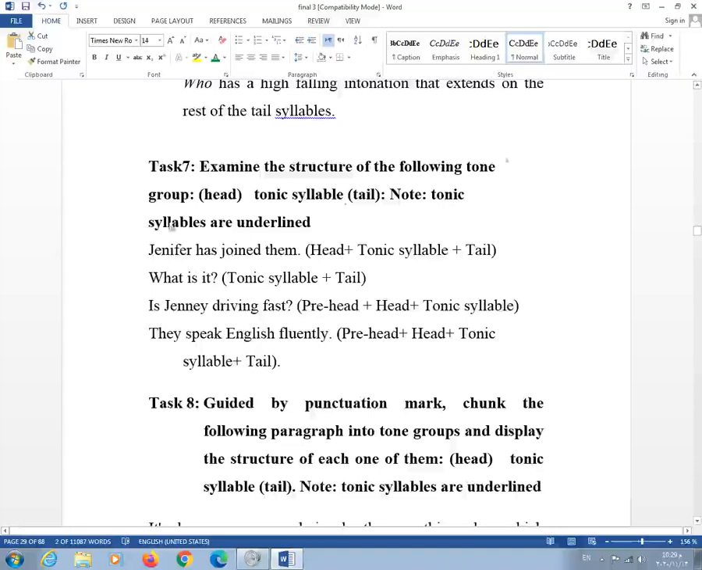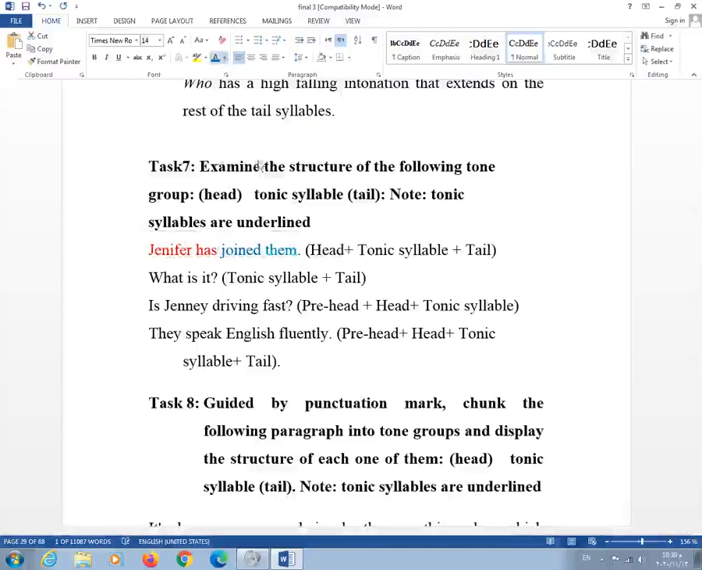Note that the tonic syllables are underlined. They are not. Jennifer has joined them. They're not underlined, but look at the structure. Jennifer has, call it the head until we get to "giant". The tonic syllable is "giant", and then "them". This is the tail. So "Jennifer has" is the head, and "giant" is the tonic syllable in blue, and "them" is a tail.